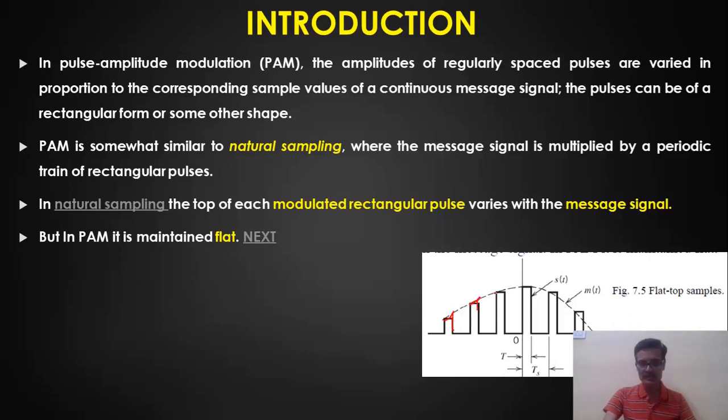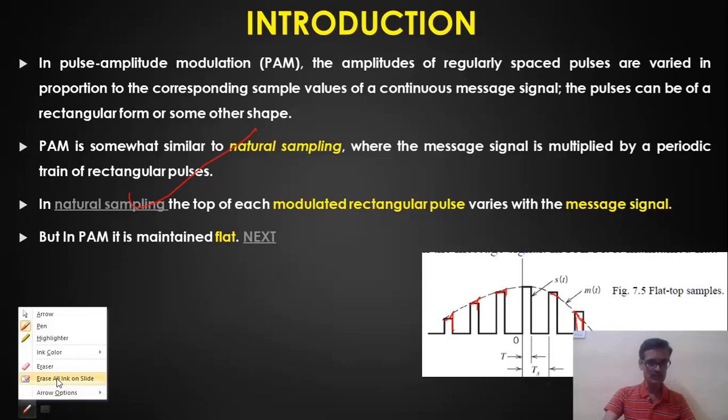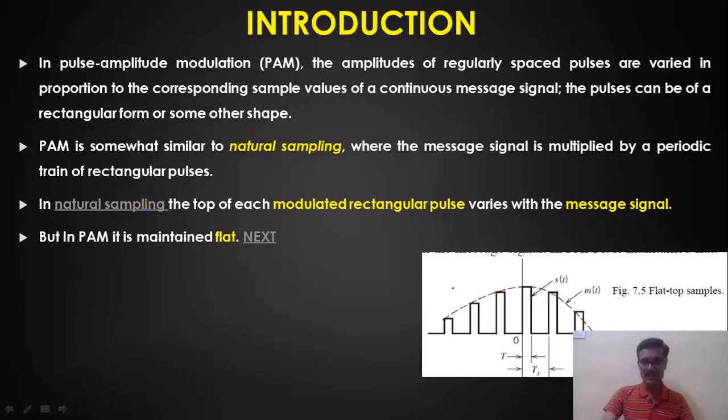Now in this case, just look at, this is the natural sampling. Watch what I am drawing here. Over above this, I am drawing the natural sampling pulses. This is what the shape of the rectangular pulses were in the previous case, that is, in the natural sampling method. Now in the flat top sampled signal, just look at the top of the pulses.